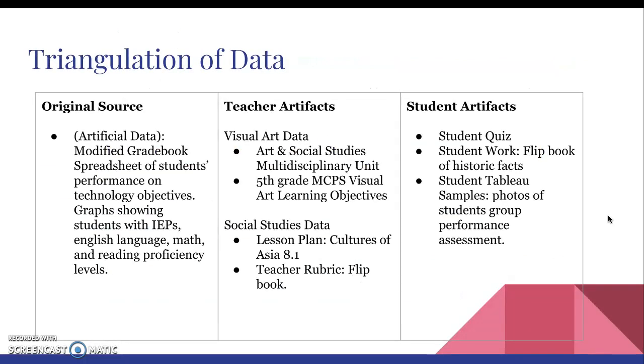And then the triangulation of our data. The original source that we started with was our artificial data, which was a gradebook spreadsheet that was modified to show the students' performance on a technology objective. And we had graphs showing students with IEPs, their English language, math, and reading proficiency levels.